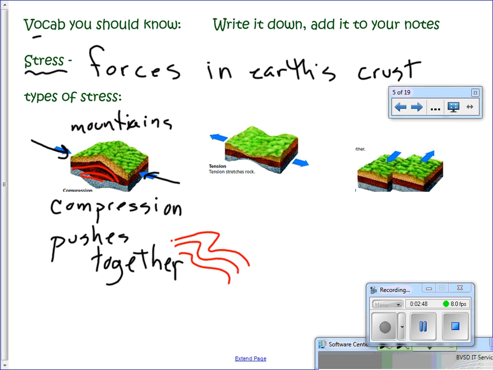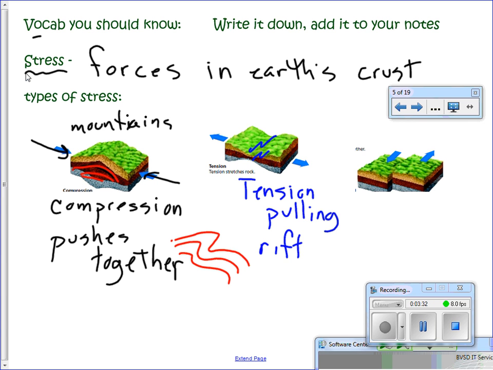Then we have forces that are pulling apart. Again, pretty straightforward. A word we're familiar with, tension. Tension is a force that is pulling in opposite directions. As you can see here, it's making a valley. Sometimes it makes something called a rift. It can pull hard enough that you get cracks or tears in the earth. So tension, a force pulling apart. Again, pretty straightforward. It pulls on the crust, stretching the rock so it becomes thinner in the middle.